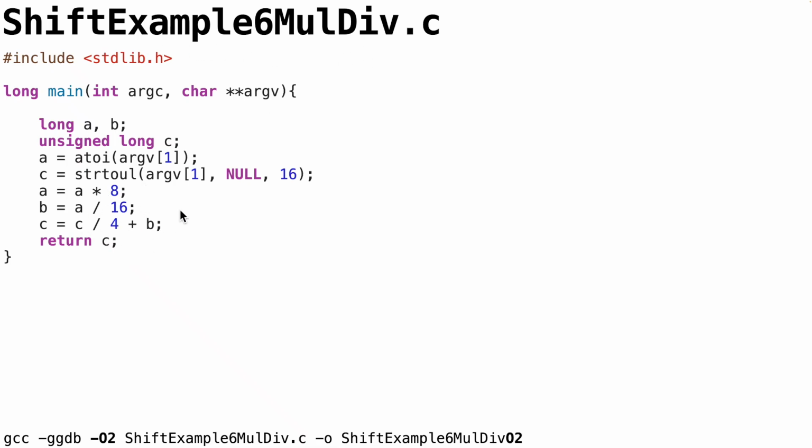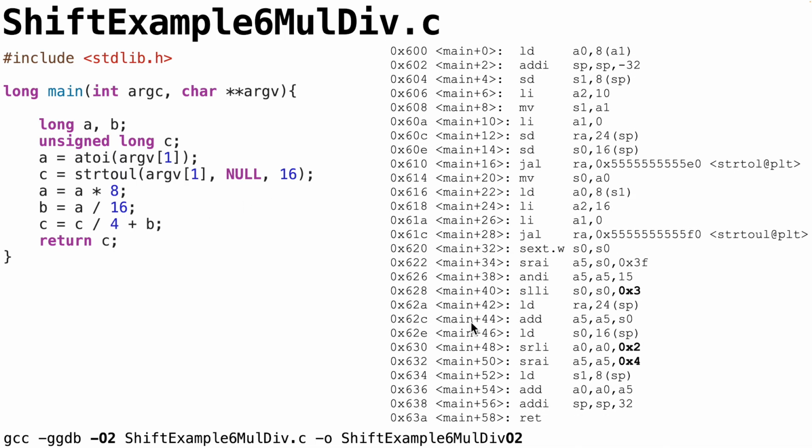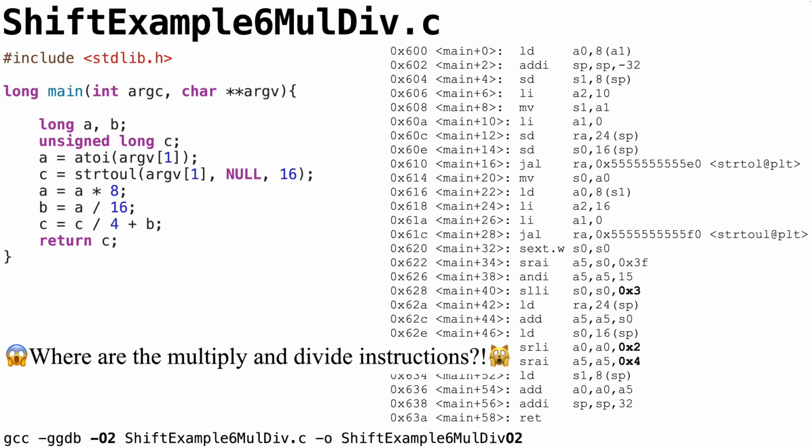In ShiftExample6MulDiv, there are suspiciously no shifts to be seen, just a multiply and a couple of divides. So what's going on here? Well, when we compile this code, we do not see any new assembly instructions, certainly nothing for multiply or divide. So where are the multiply and divide instructions?